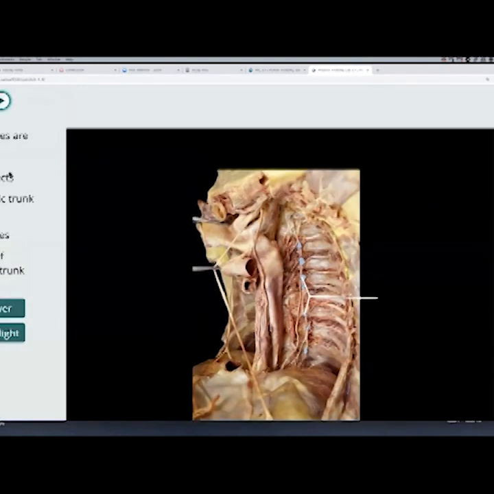Okay, what are those that are highlighted? Your swellings, right? The ganglia, the sympathetic trunk ganglia. And that's your sympathetic trunk running down the side there. It says your sympathetic trunk ganglia.